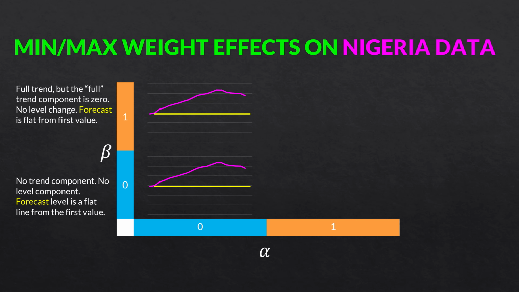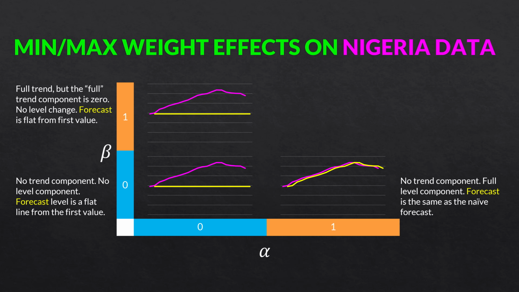So yes, the volume on my television might be set to 100, but if it's not on, then it doesn't matter. It's 0. There's no volume. Same thing. Therefore, there's no level change. The forecast is flat from this first value.